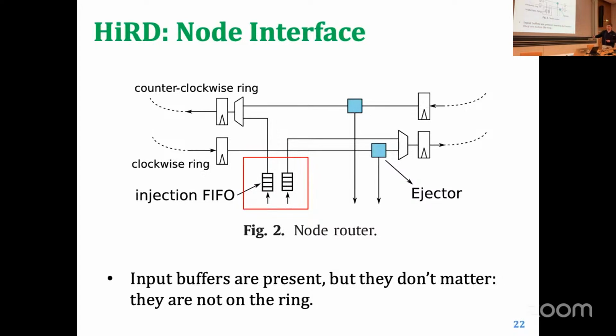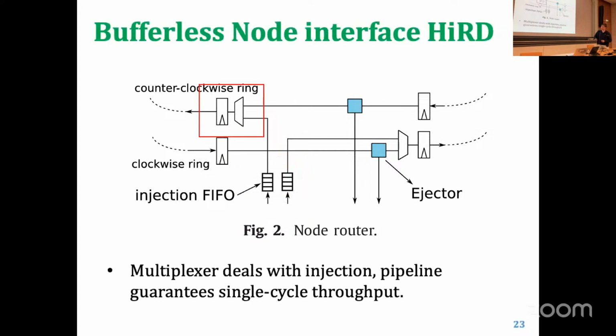For the injection, the input buffers are present, but they are not critical because they're not inside the critical path, which is the loop. So they don't slow down the flow of information. Then the multiplexer takes care of choosing whether the flit will join the ring or not. And the policy is very simple. If there is already a flit running in the ring, then we'll just keep that flit going and we will keep the new information inside the injection buffers, which are not inside the ring.